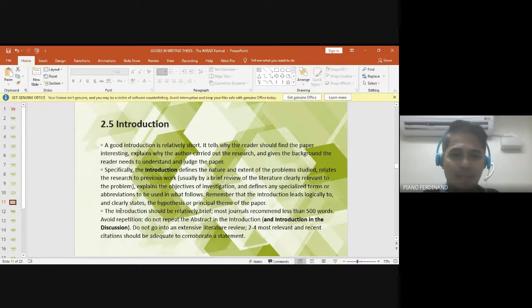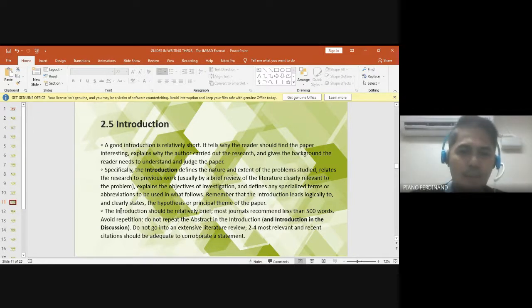But that's the general rules. Avoid repetition. Do not repeat the abstract in the introduction. And at the same time, an introduction in the discussion. So, pati dun sa discussion, sa bandang latter part na ng ating IMRAD template, kung ano po yung laman ng introduction, hindi binabanggit sa discussion. So let's avoid that daw po.